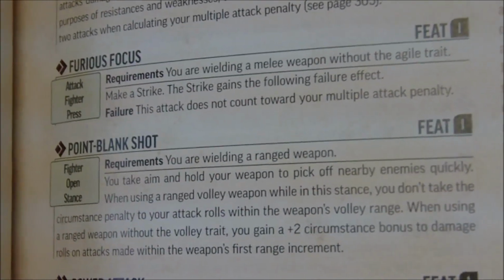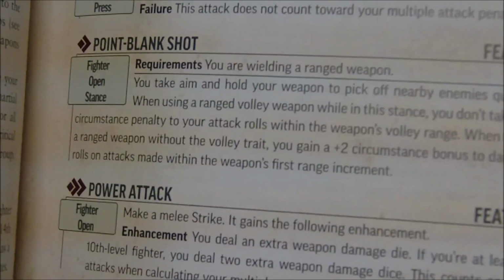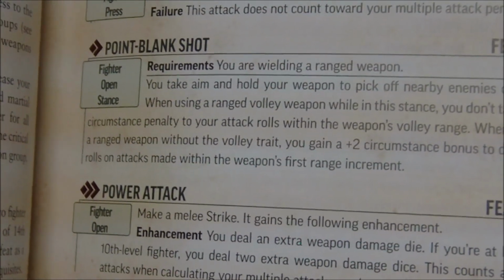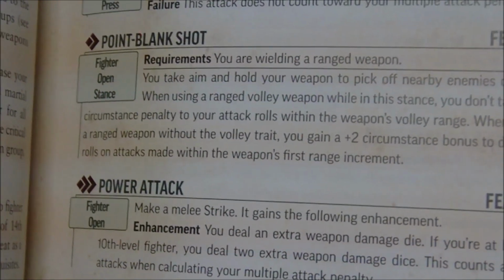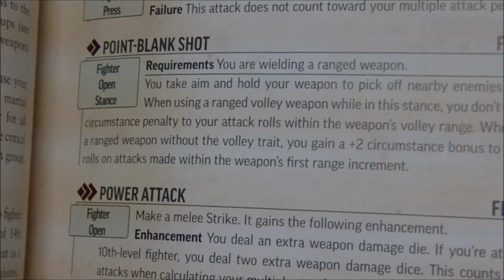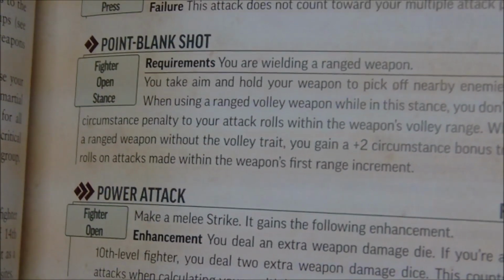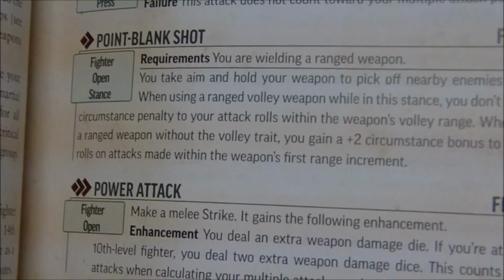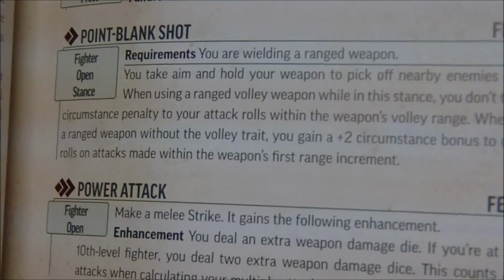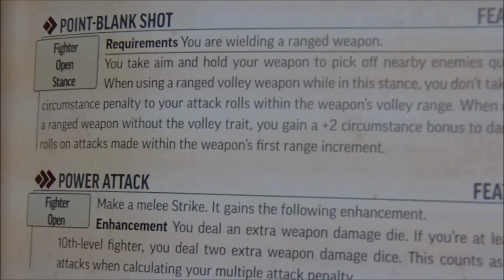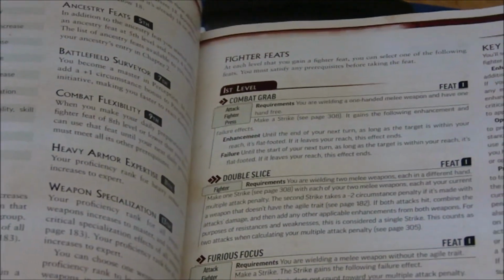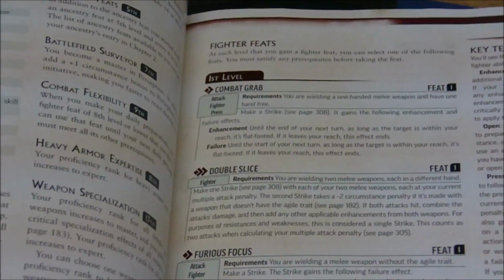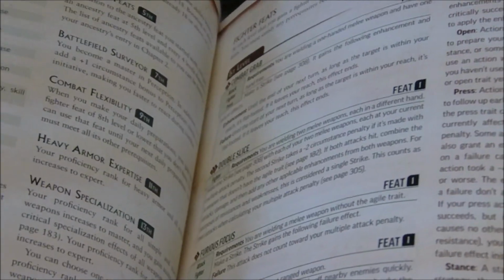Point blank shot says here: you are wielding a ranged weapon, you take aim and hold your weapon to pick off nearby enemies quickly. When using a ranged volley weapon while in the stance, you don't take the circumstance penalty to your attack rolls within the weapon's volley range. When using a ranged weapon without a volley trait, you get a +2 circumstance bonus to attack rolls made within the weapon's first increment. Weapons like the longbow or the shortbow have the volley trait, so that gives you a number, and if you're attacking within that range, there's a penalty, I think it's like a -2 penalty or something like that to hit.